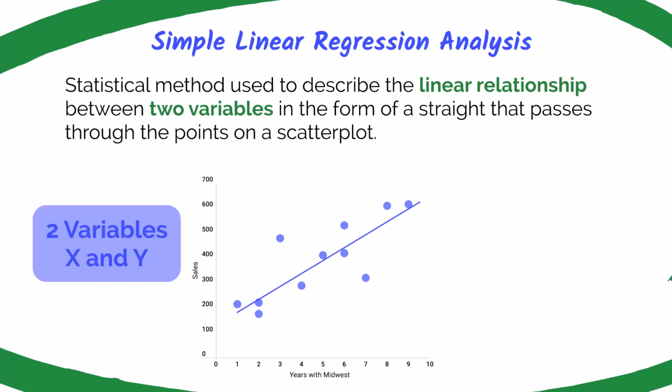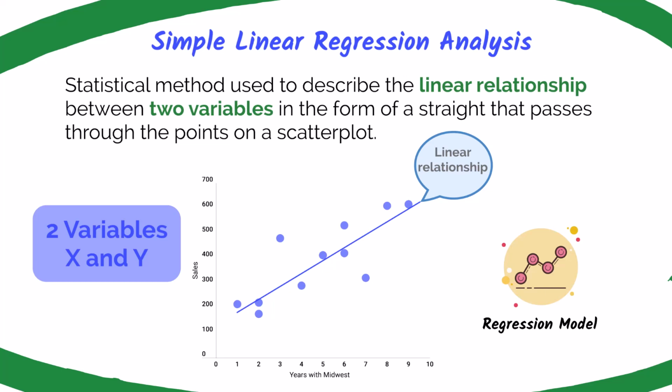Simple linear regression analysis is when we have a single independent variable denoted by x to explain the variation in a dependent variable y. So in the example here, on the x-axis, we can see this is years worked at Midwest Company, and on the y-axis is the dependent variable. This is the number of sales achieved. With simple linear regression analysis, we are trying to find the best fitting line that represents the relationship between these two variables.